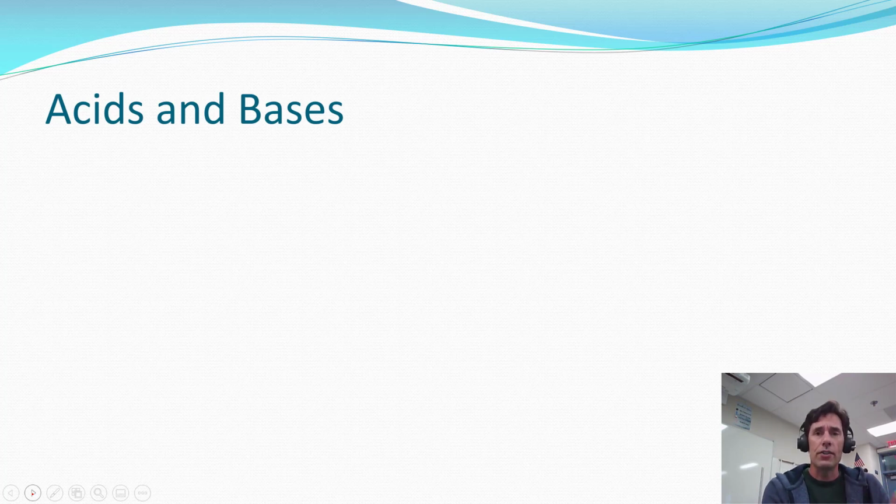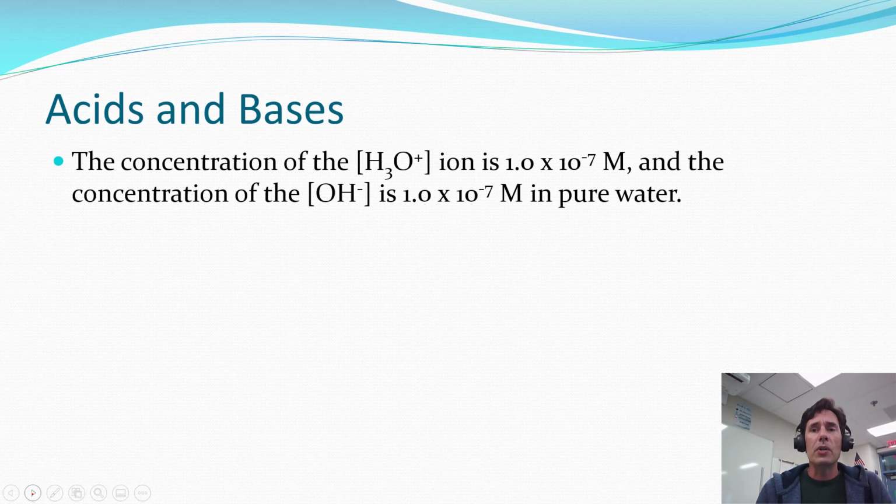And so in pure water, the concentration, these brackets represent concentration in molarity, ladies and gentlemen. The concentration of the hydrogen ion, or the hydronium, is 1 times 10 to the negative 7th. And the concentration of the hydroxide is 1 times 10 to the negative 7th in pure water. Now, does anyone know why that number sounds familiar? 10 to the negative 7. Huh, fun. Oh, wait a second.